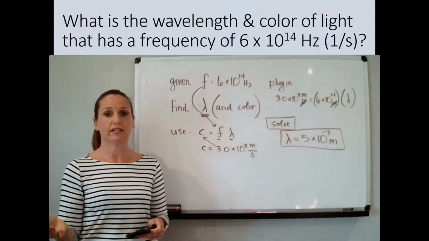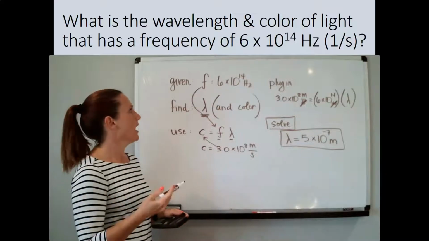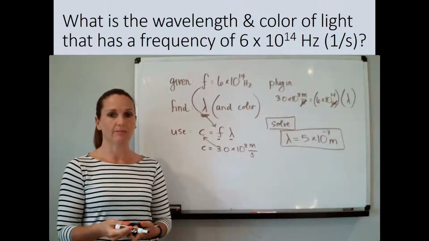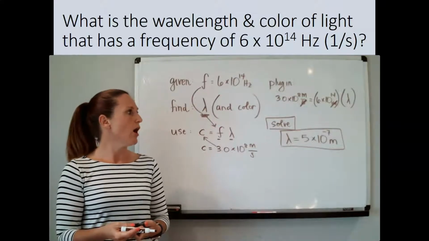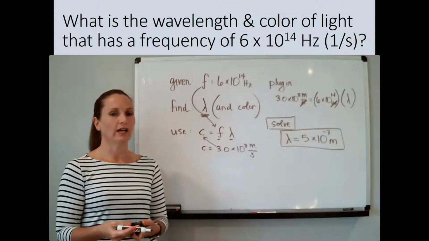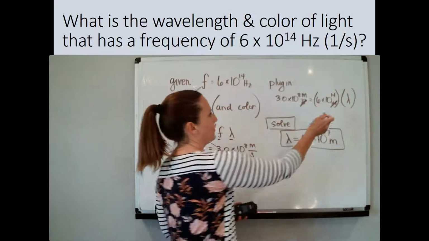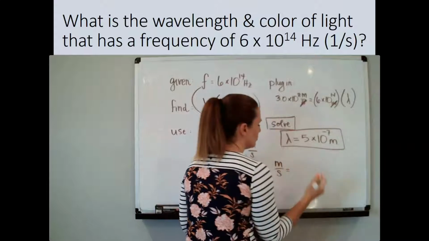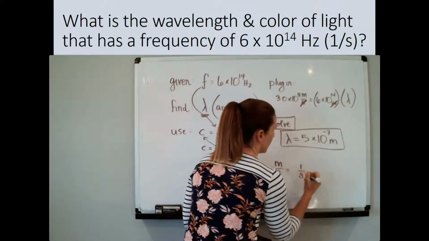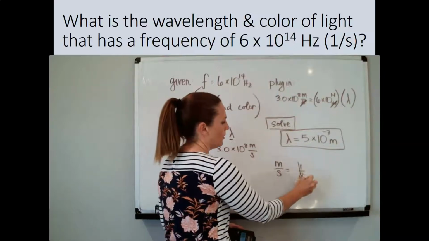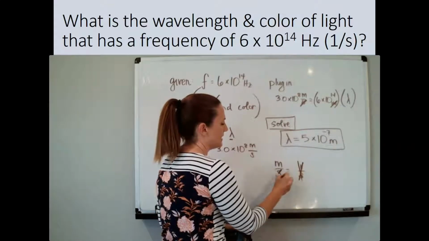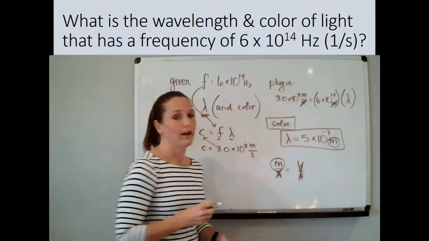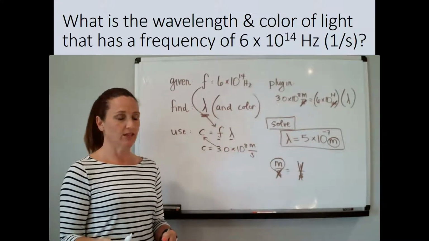So this is the official answer to the question of what is the wavelength of light with a frequency of 6 times 10 to the 14 hertz. We're going to solve for the color, but before I do that, I'm just going to review what happens here with our units. So I have meters per second equal to hertz, which remember is 1 over seconds. So when I divided by 1 over seconds, my seconds canceled, and I was left with the unit of meter for my answer. So that was how I knew the answer to that question.